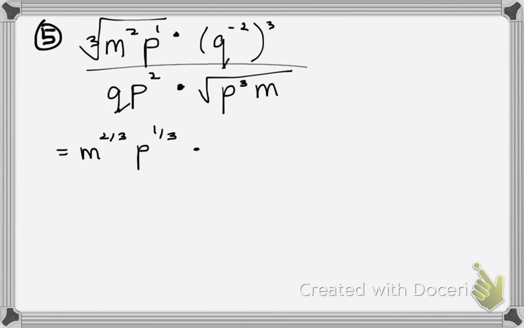Over with this q here, I'm going to apply power rule. So an exponent to an exponent is going to end up being multiplied. So we're going to have q to the exponent -6.